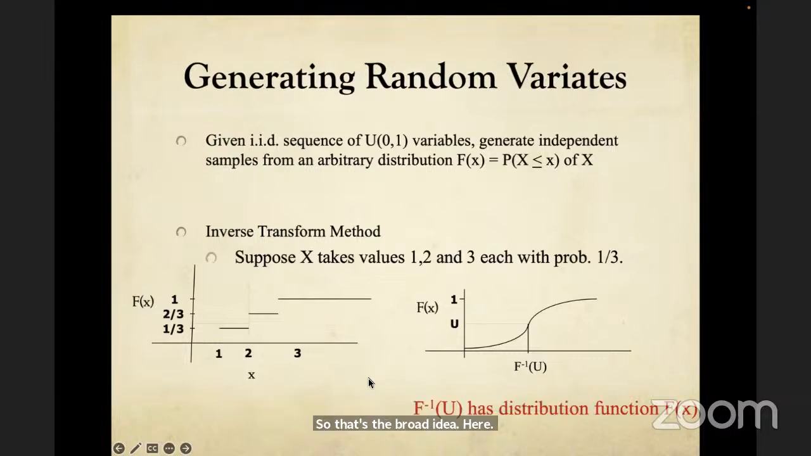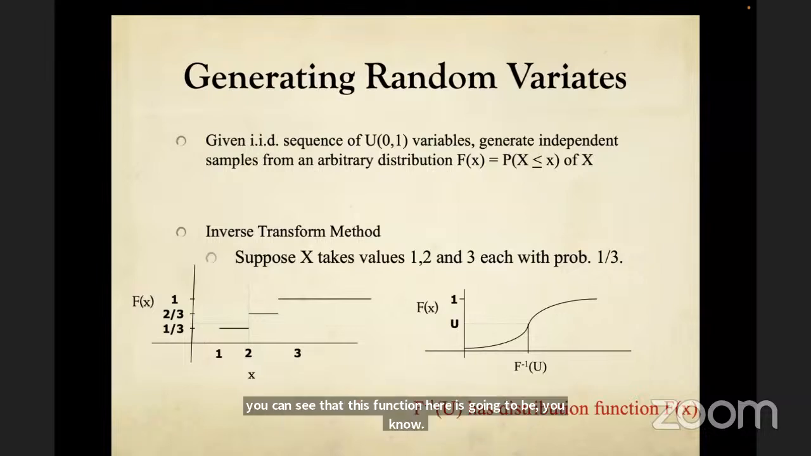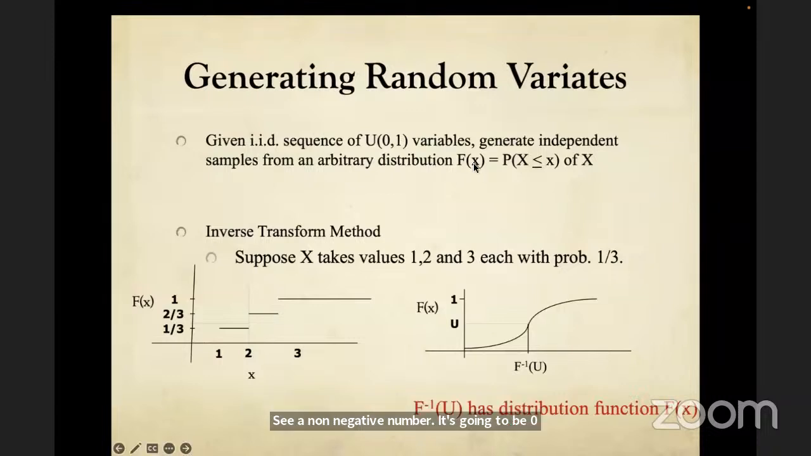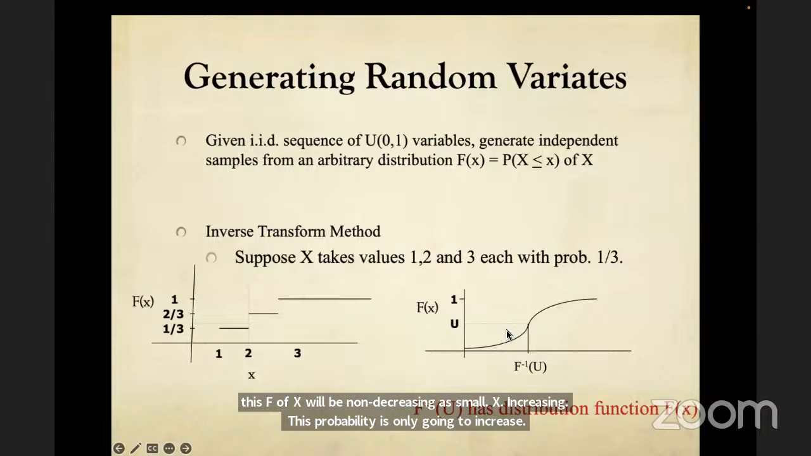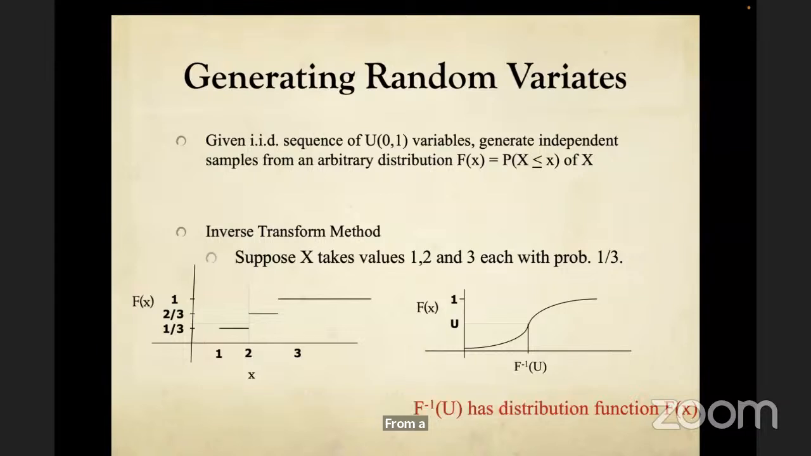Now, once we have this technology of generating uniform numbers, we can actually generate numbers from any probability distribution. Suppose I want to generate from a probability distribution whose distribution function is F(x). F(x) for random variable X is just the probability that X is less than or equal to some small x. This function is non-negative, it's going to be 0 when x is 0 because the random variable will not take negative values. When x becomes plus infinity, this will be 1. And F(x) will be non-decreasing: as small x increases, this probability only increases. So it's a curve which starts at 0 and goes to 1 as x goes to infinity. You want to generate samples from a random variable whose distribution function is F(x). So how do we do this?